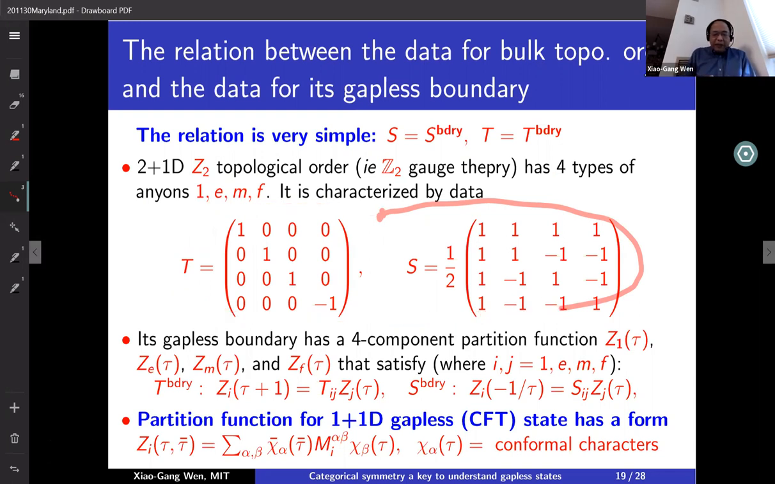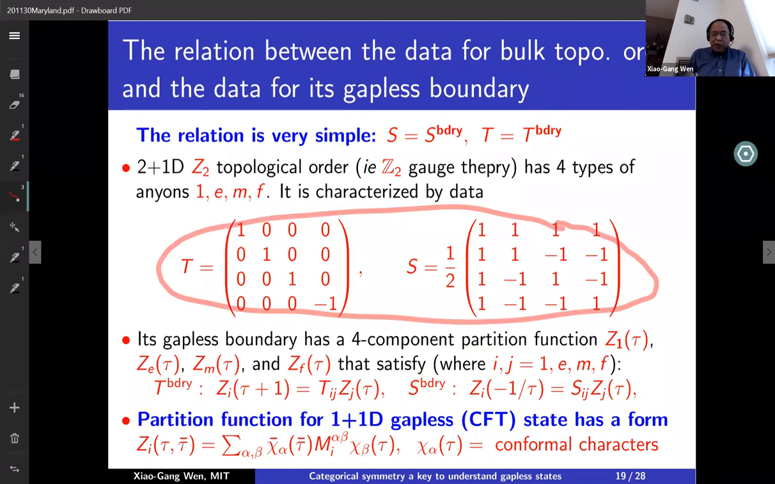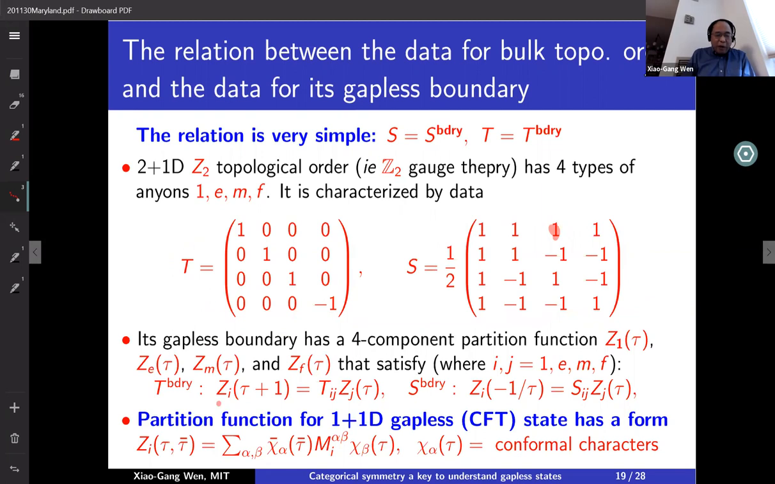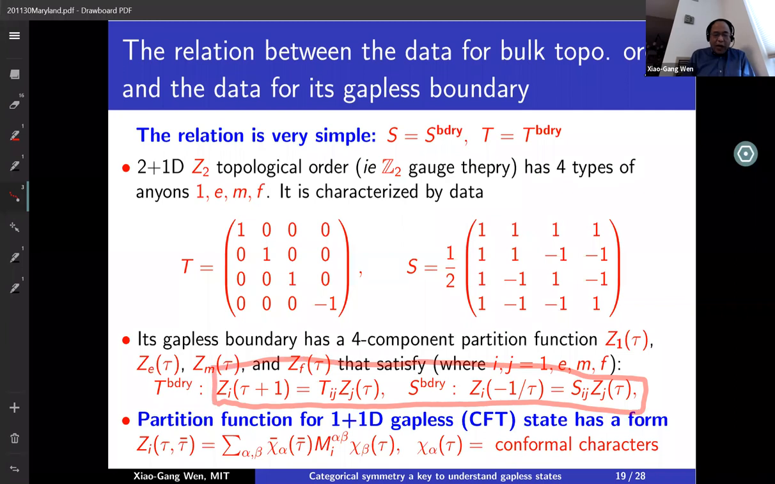Similarly, their gapless boundary also has a four-component partition function associated with anyon type. These four partition functions should transform accordingly, using this boundary ST matrix, which happens to be equal to the bulk ST matrix. Therefore, the boundary partition function transforms under this bulk ST matrix. So the key is that we can use this bulk ST matrix and this modular covariance condition to derive the partition function and determine the gapless boundary. So this is a program.